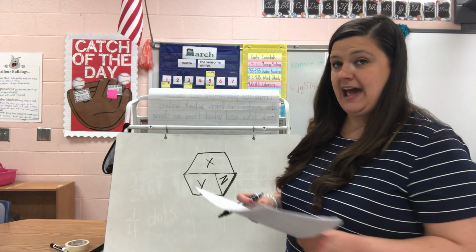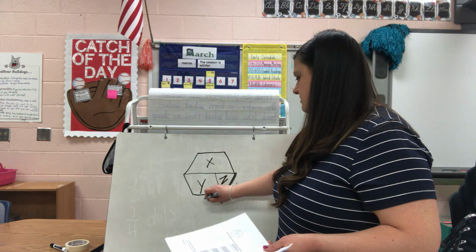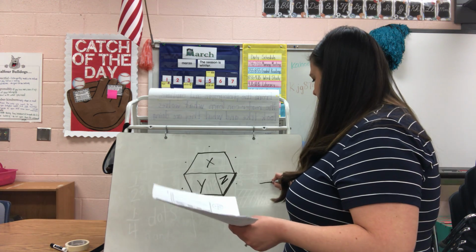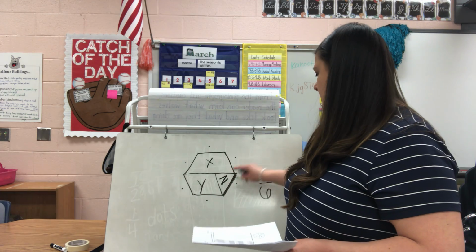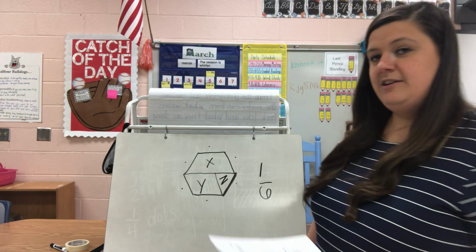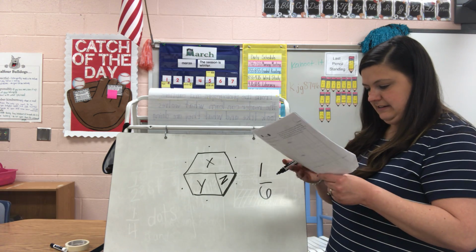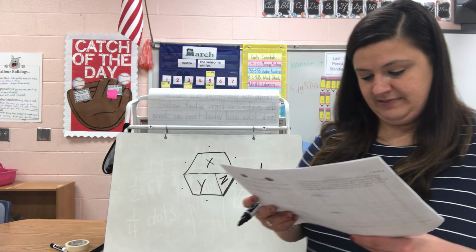Well, what do we know about a hexagon? How many sides does it have? Let's count. 1, 2, 3, 4, 5, 6. So there's 6 sides altogether. But Z is only one part. So the fraction that would make up Z would be 1/6. Do you see an answer choice with the answer 1/6? Yes, answer choice D is 1/6.